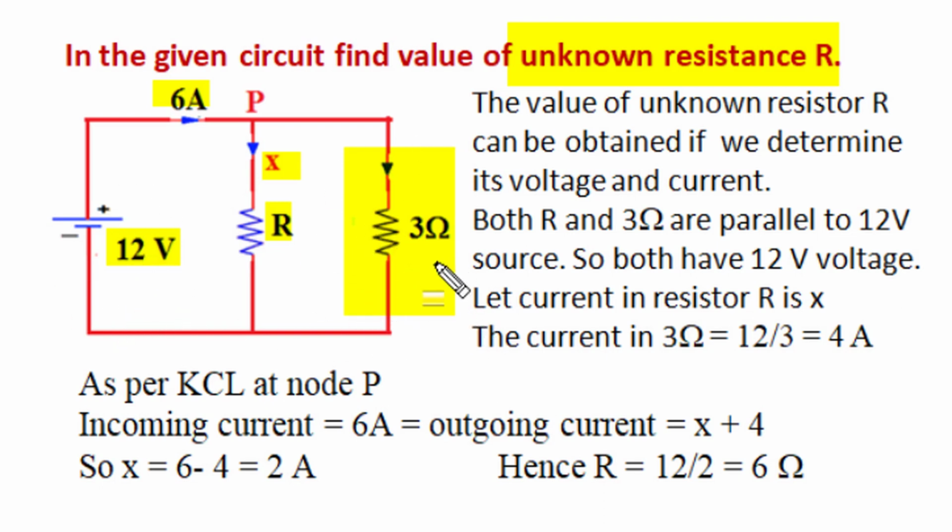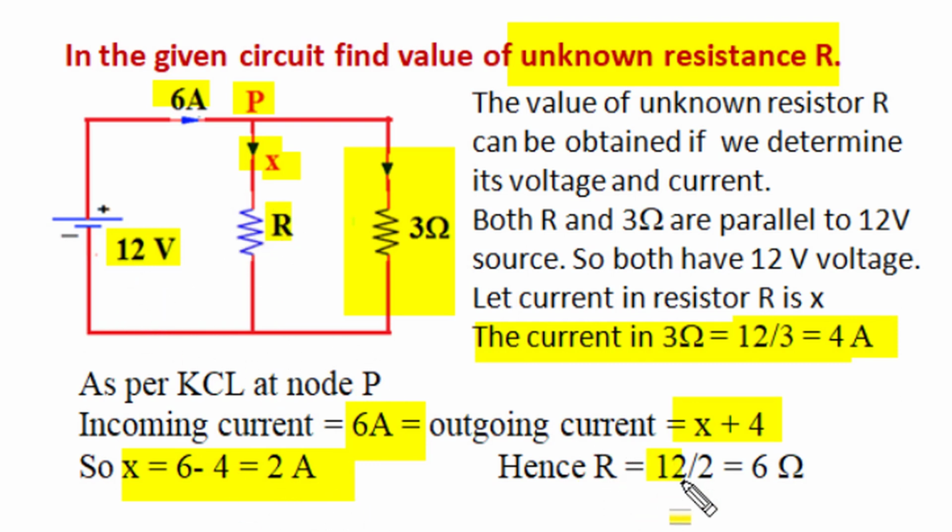So as per Ohm's law, its current is 12 by 3, 4 ampere, and if we apply Kirchhoff's current law at this junction point P, then incoming current 6 ampere is equal to outgoing current X and 4. Simplification results in the value of X, the current in the unknown resistance, as 2 ampere. Now we can apply Ohm's law. The voltage across the unknown resistance is 12 volt and the current through it is 2 ampere, and the ratio of voltage to current is the unknown resistance, which is 6 ohm.